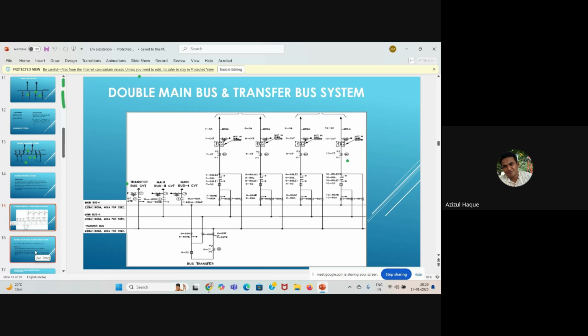In a double main bus system, we did not have this facility of uninterrupted power supply when taking shutdown of the main circuit breaker. In this case, we can have that facility. This is the improvement. This is the double main and transfer bus scheme. Okay, next slide, please.